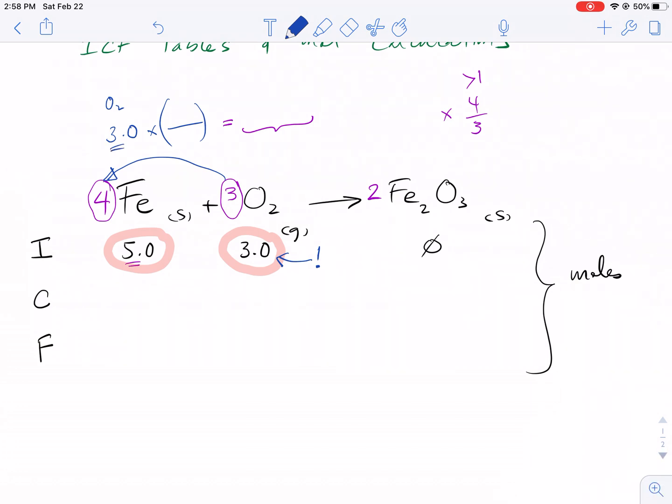Your factor has to be 4/3. So 3 times 4 divided by 3 will give me 4. Notice that my 3 moles of oxygen required 4 moles of iron. That makes sense, so it's got to have more moles of iron than what you start with in moles of oxygen. So this calculation makes sense.